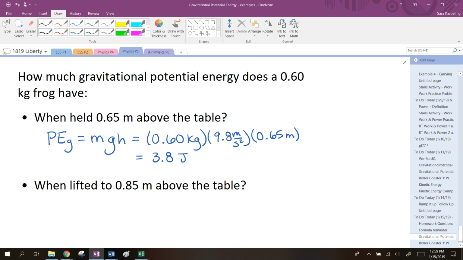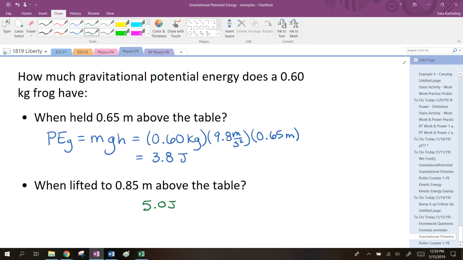Did we get an answer? So it's 0.6 kilograms times 9.8 meters per second squared times now 0.85 meters. Did you get an answer, Lily? She got 5. Do you guys agree with her? 5.0 joules? 4.99999? 4.998. Okay, well, we'll call that 2 sig figs. We'll call that 5. All right.